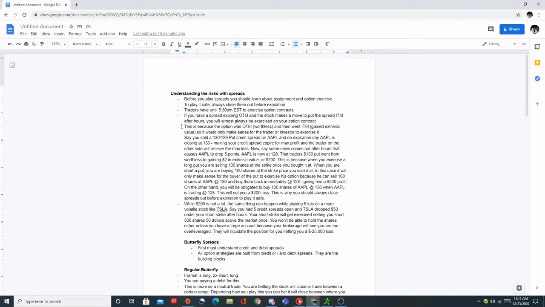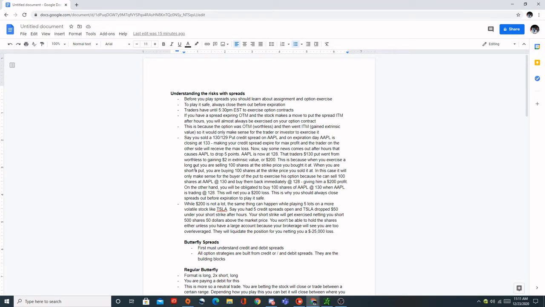So for example, say you sold a 130/129 put credit spread on Apple, and on expiration day Apple is closing at 133, making your credit spread expire for max profit, and the trader on the other side will receive a max loss. Now say some news comes out after hours that causes Apple to drop 5 points. Apple is now at 128. The trader's 130 put went from worthless to gaining $2 in extrinsic value, or $200.